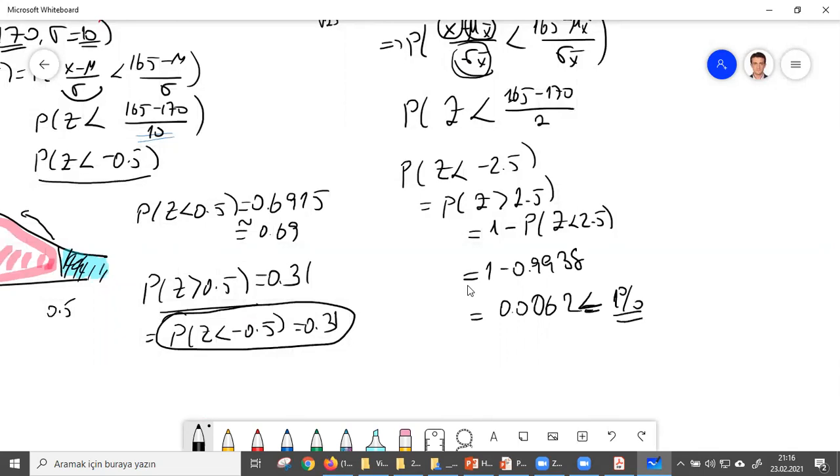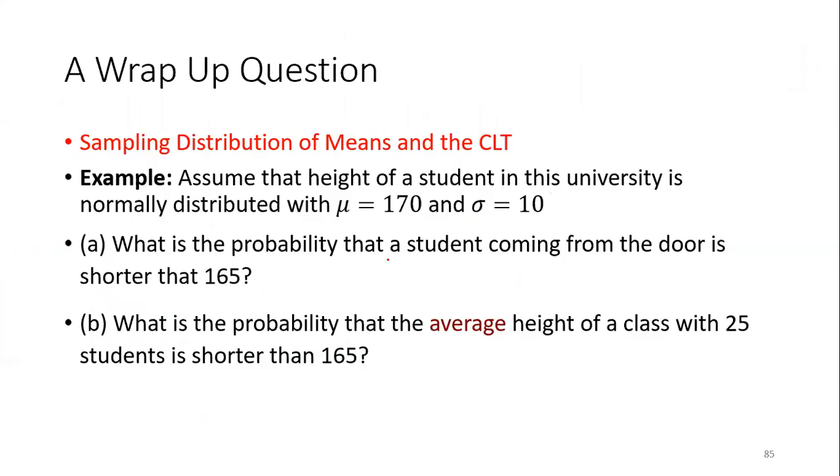So the probability that the average of a class is shorter than 165 centimeters is less than 1%. You see the difference? One of them is the probability that a single student is shorter than 165. Now, this is the probability that the average height of a class with 25 students is shorter than 165. So this is much smaller than 1%, and this is almost 30%, right? So this is what the central limit theorem tells us about the distribution of the x bar.